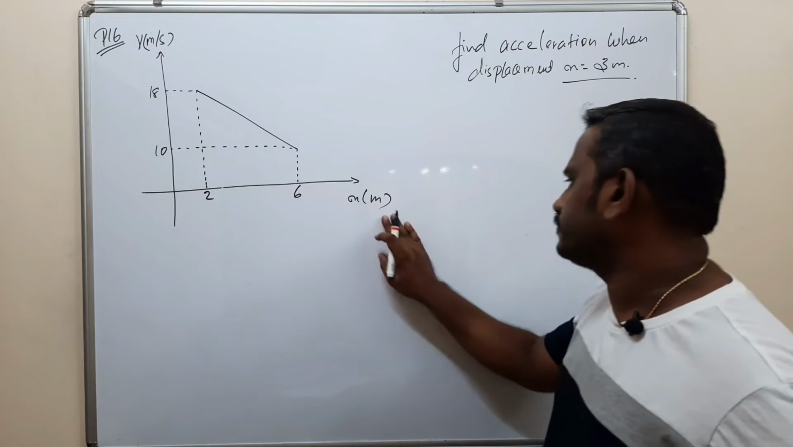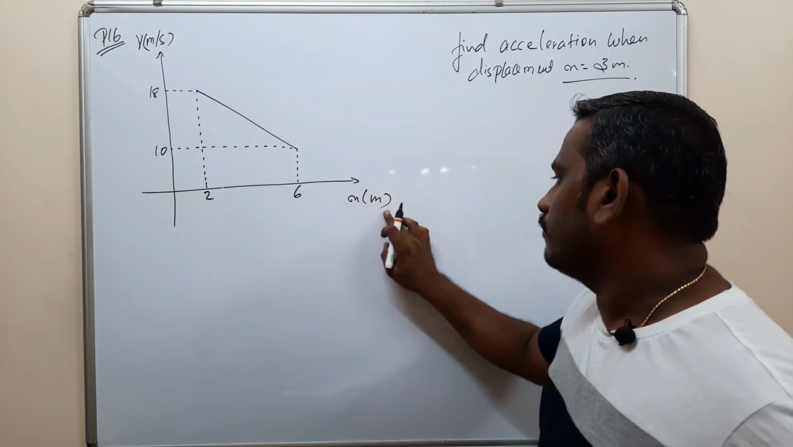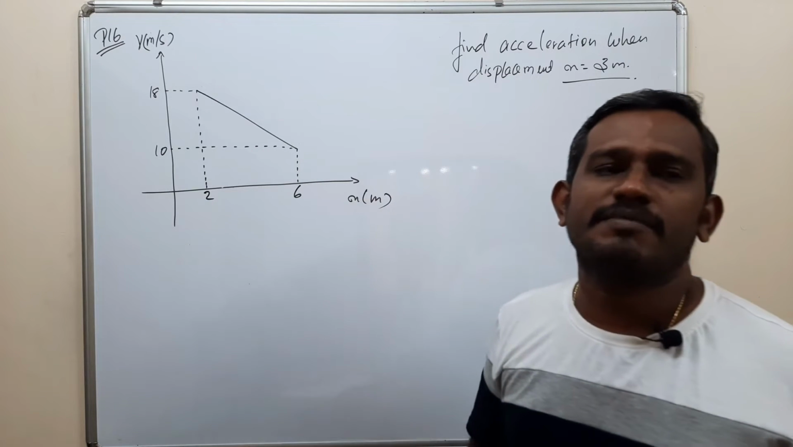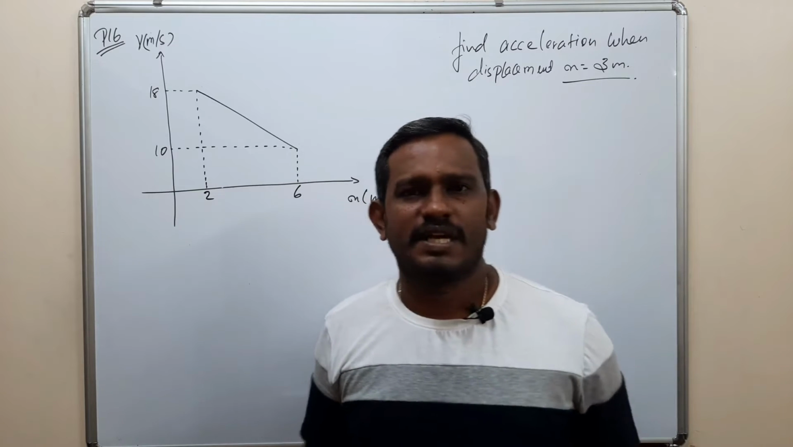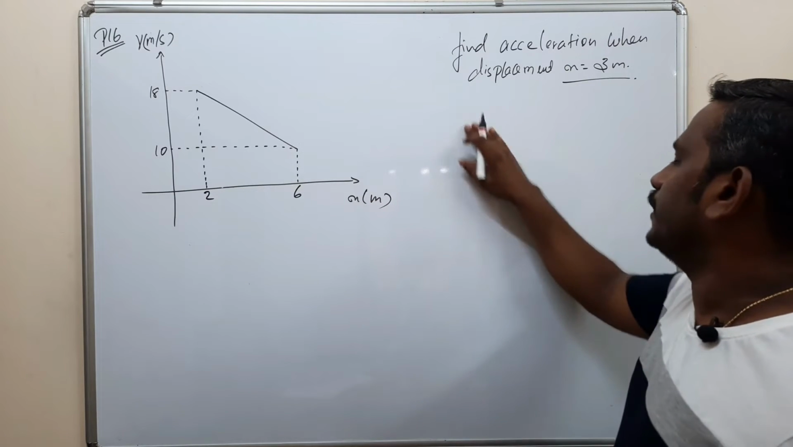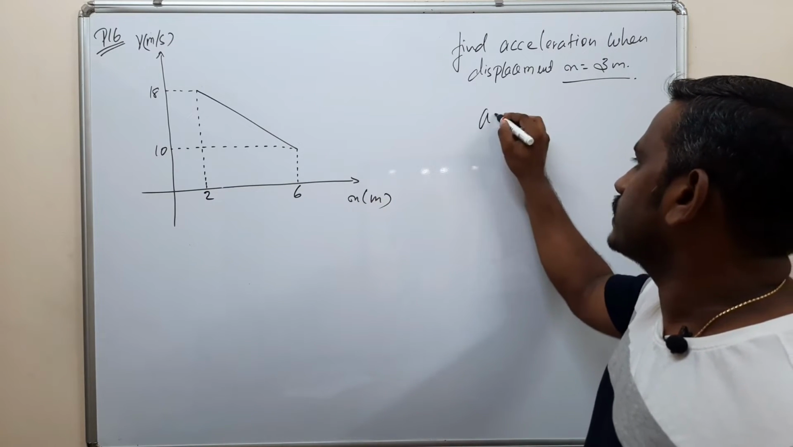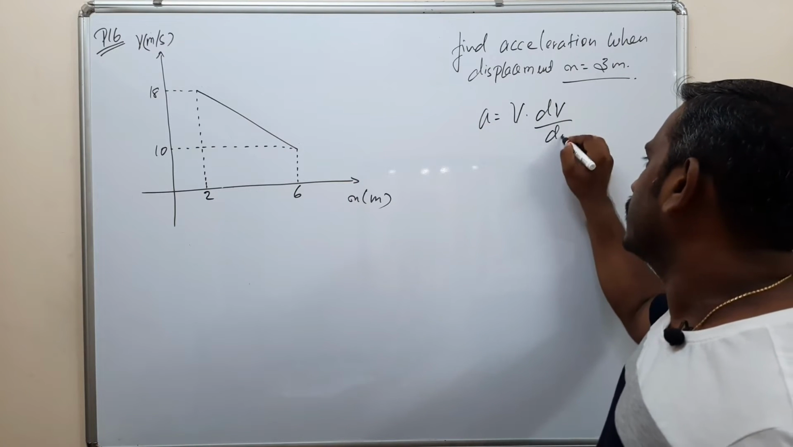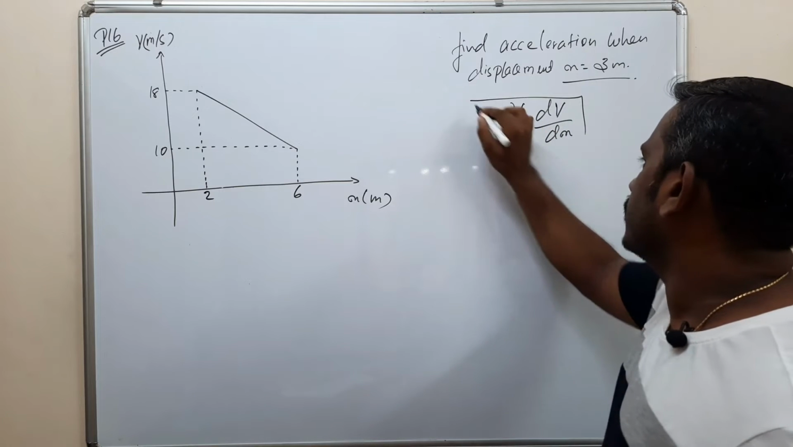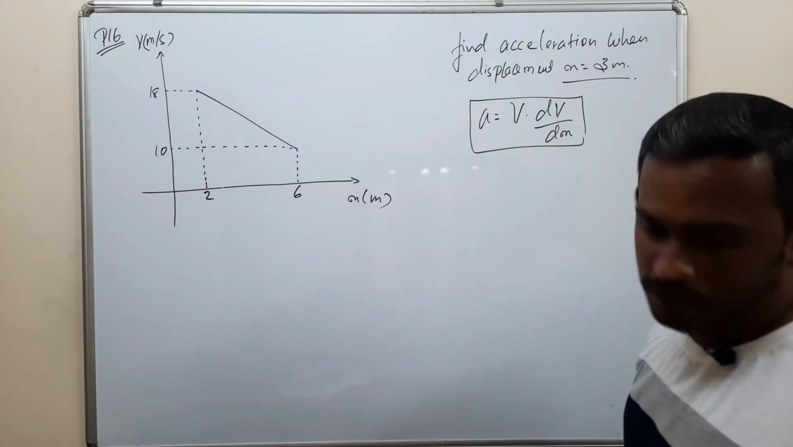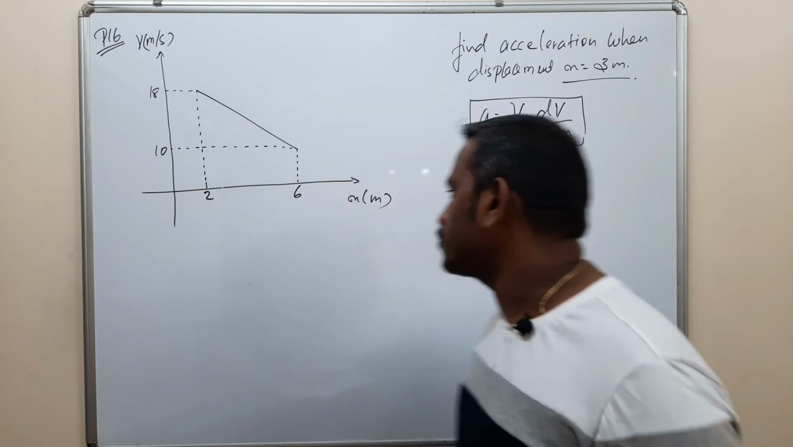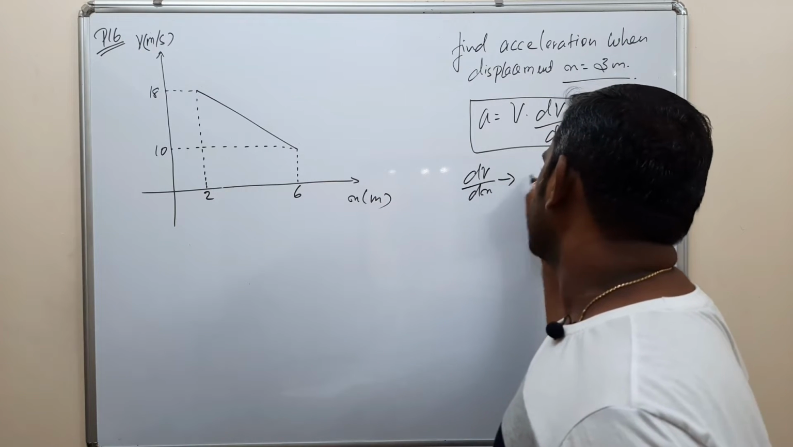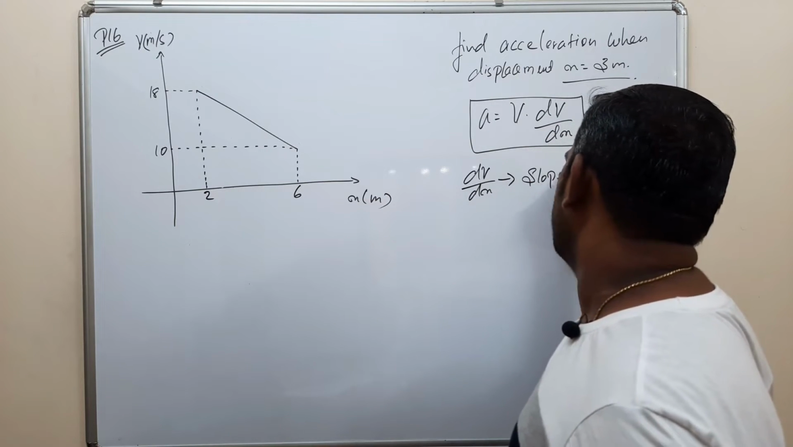Here velocity is a function of displacement. So we have studied a formula to find the acceleration: acceleration is equal to v into dv by dx. Here dv by dx is the slope of the curve.